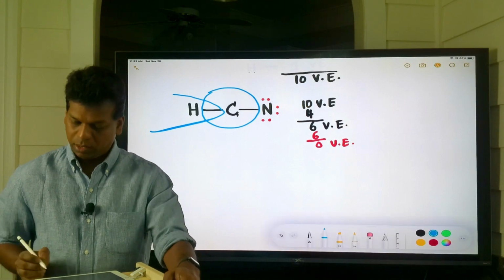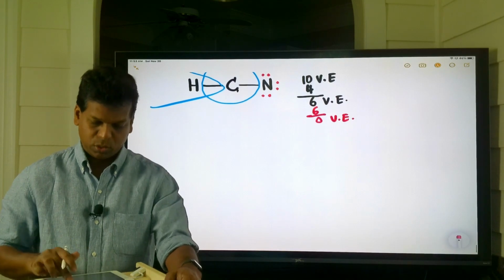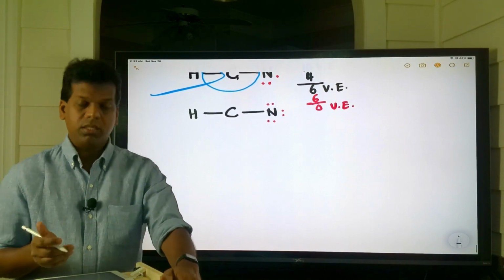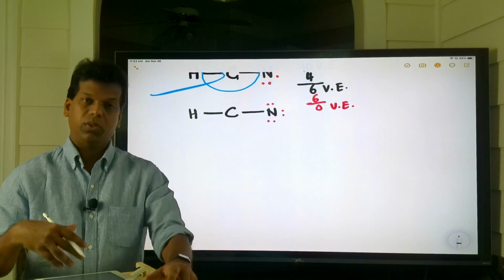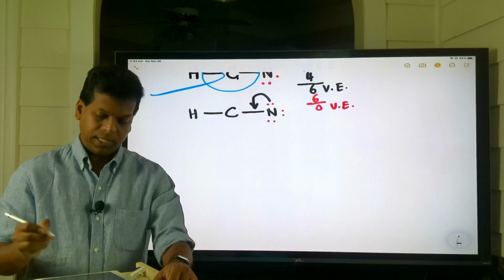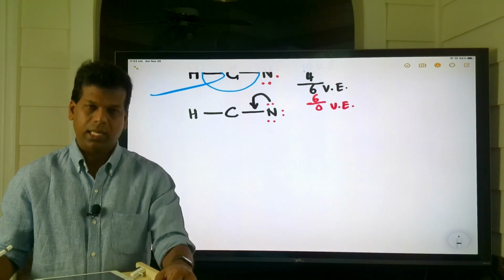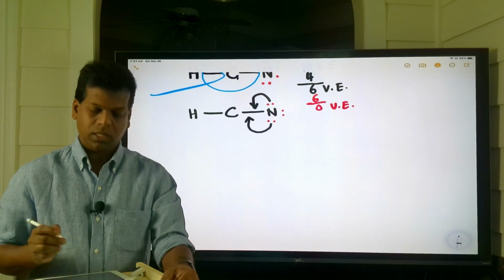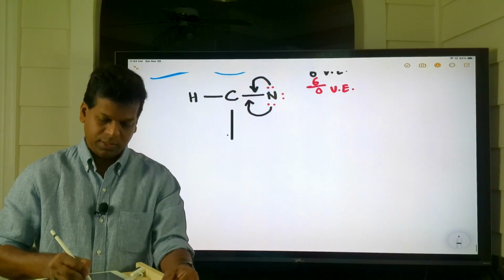So carbon needs another 4. How can we give that 4 to carbon? Just by making double bonds. Just to make it clear, I will draw it again. Carbon does not have its octet. We have to give carbon 8 electrons. There are 4 already, so we have to give another 4. I can take one pair of electrons and share it with carbon. That will give carbon 6 electrons, but that is not enough. That means you have to share another pair of electrons with carbon.